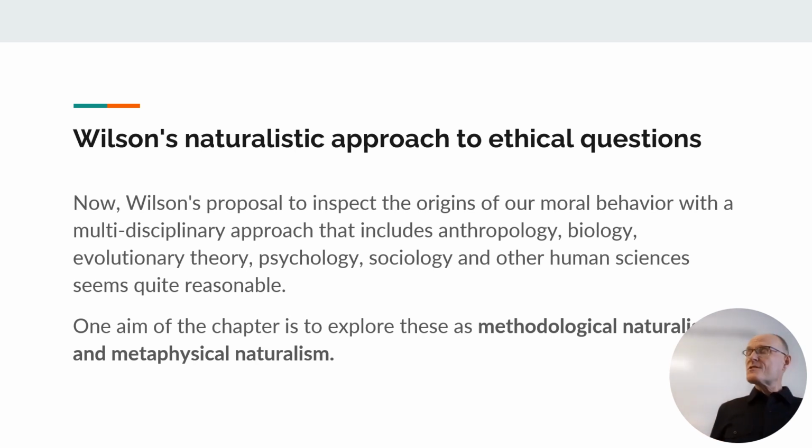There's sociology, which looks at the way that societies operate, social groups operate. And then there are some other human sciences too, but those are the main ones. So methodological naturalism says that those are the sciences which are relevant to understanding human life. Therefore, if you want to understand human life and if you want to understand morality, those are the ways we should do it, by doing those sciences.